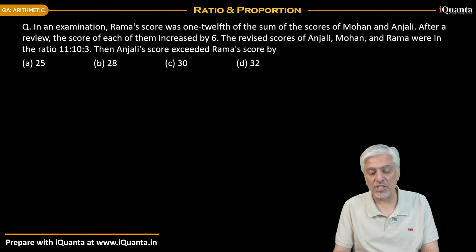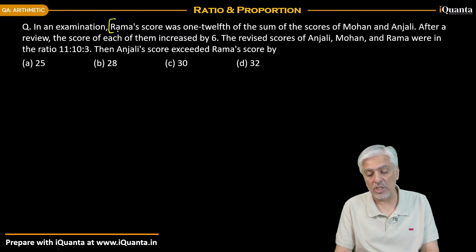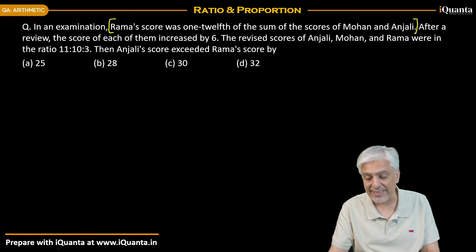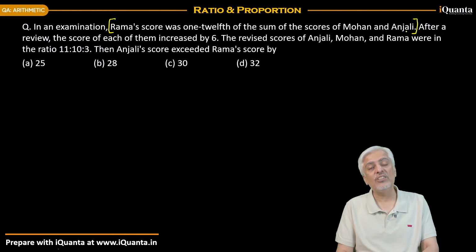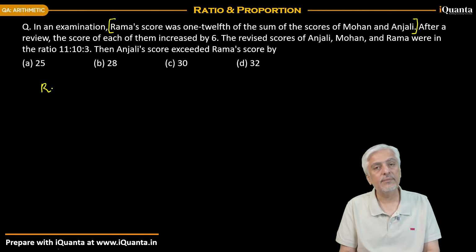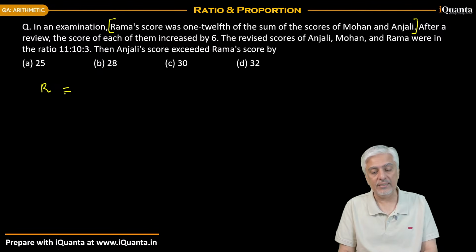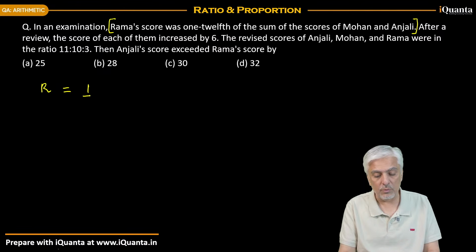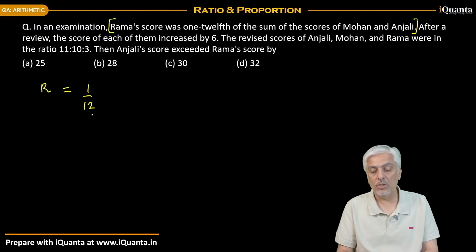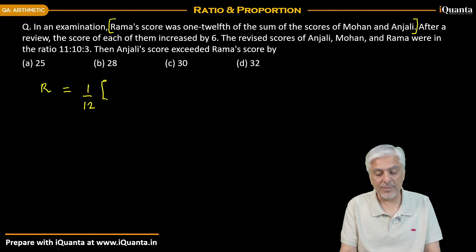In an examination, let's read from here carefully. Rama's score was 1/12 of the sum of the scores of Mohan and Anjali. Let's read only this much and convert this to maths. Let's call Rama's score as R. Is or was is equal to sign, 1/12, 1 by 12, the sum of the scores of Mohan and Anjali. Bracket Mohan plus Anjali.